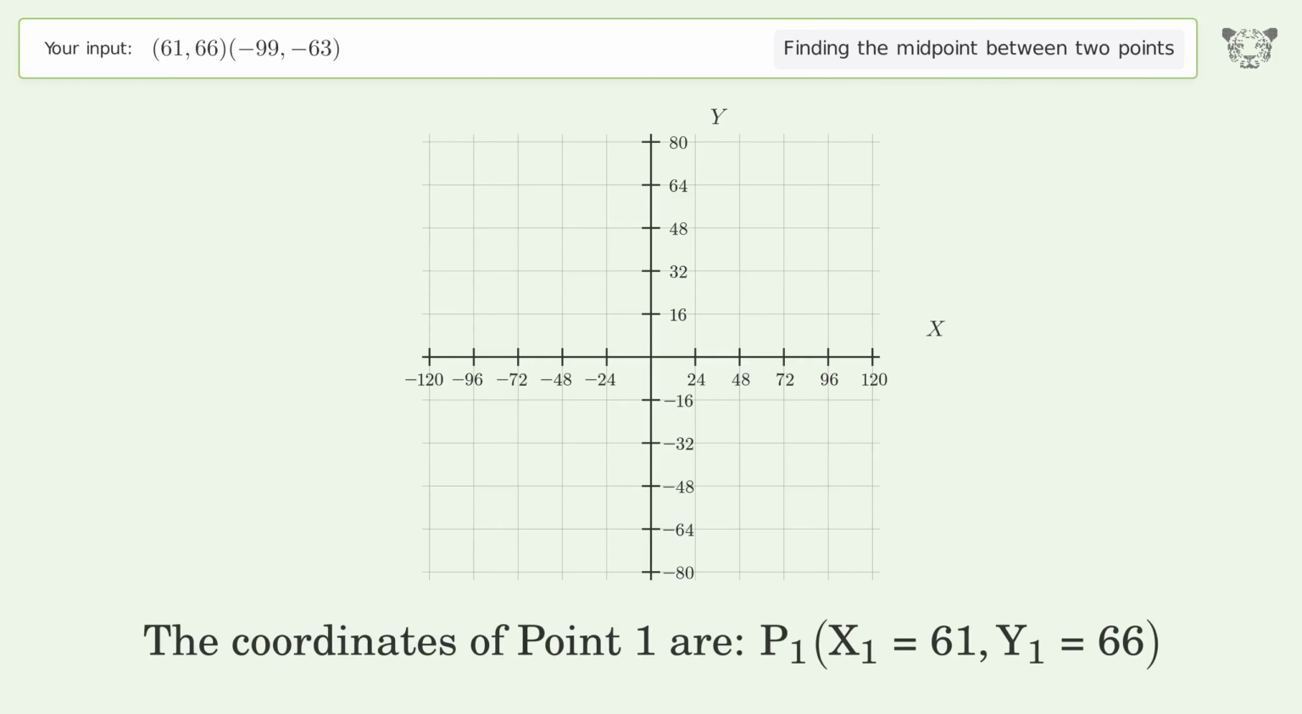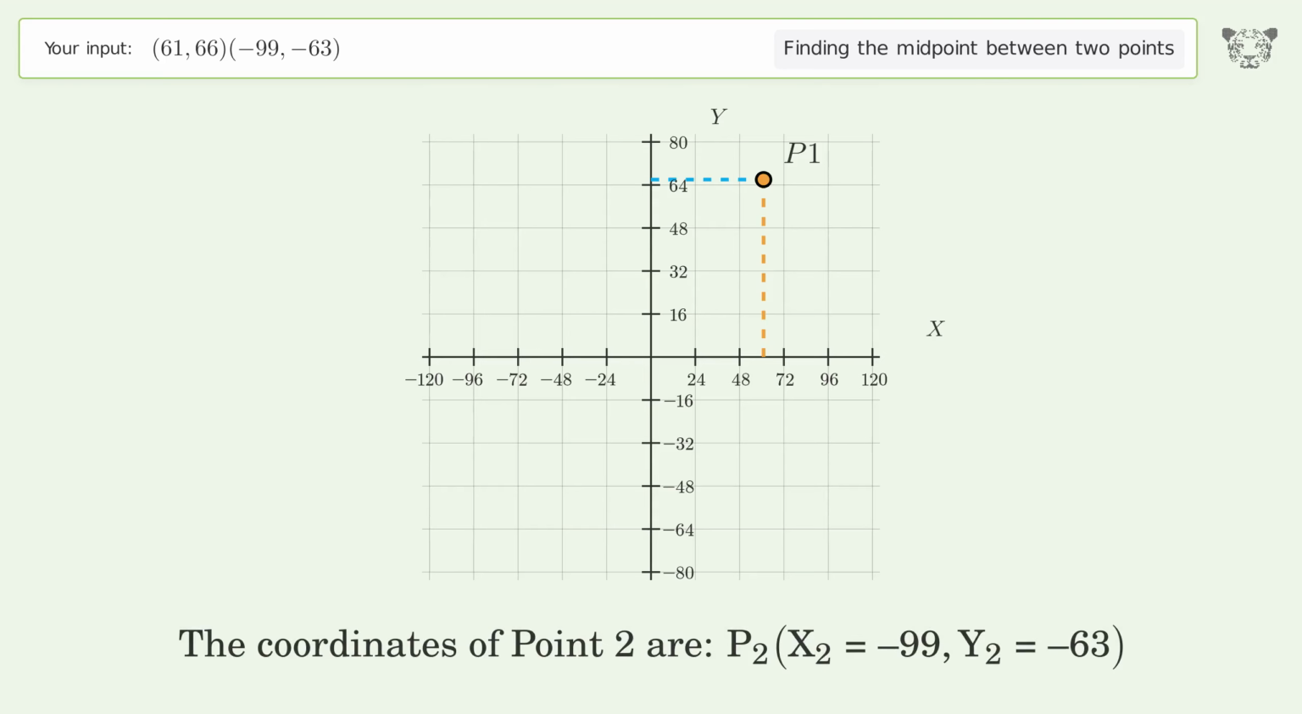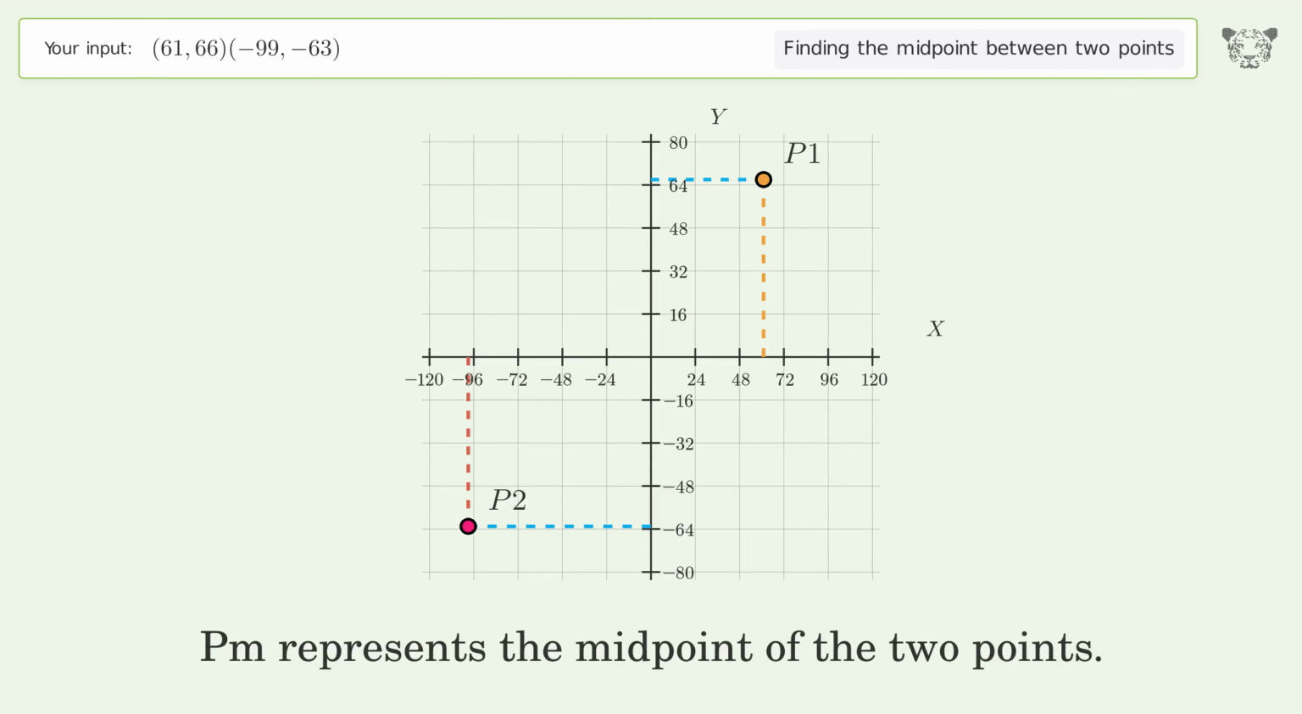The coordinates of point 1 are x1 equals 61, y1 equals 66. The coordinates of point 2 are x2 equals -99, y2 equals -63. PM represents the midpoint of the 2 points.